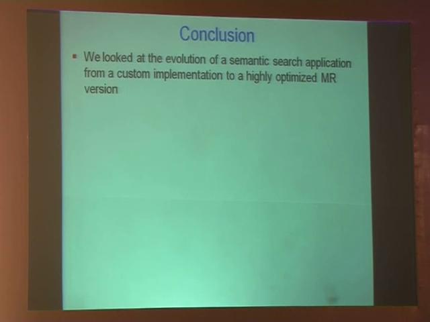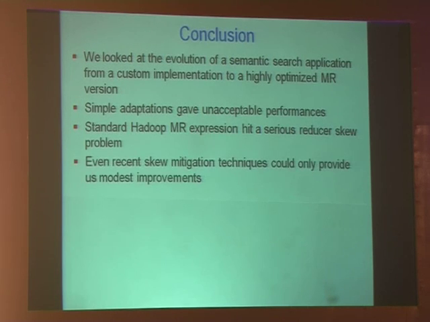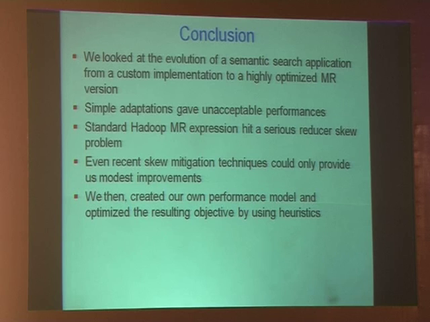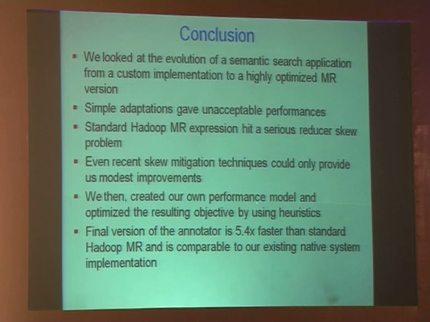So we looked at the evolution of a semantic search application from a custom implementation to a highly optimized MR version. Simple adaptations gave unacceptable performance. Standard Hadoop MR expression hit a serious reducer skew problem. Even recent skew mitigation techniques could not provide even modest improvements. So we then created our own performance model and optimized the resulting objective using heuristics. And finally, we got a 5.4x faster annotator than the standard Hadoop MR.